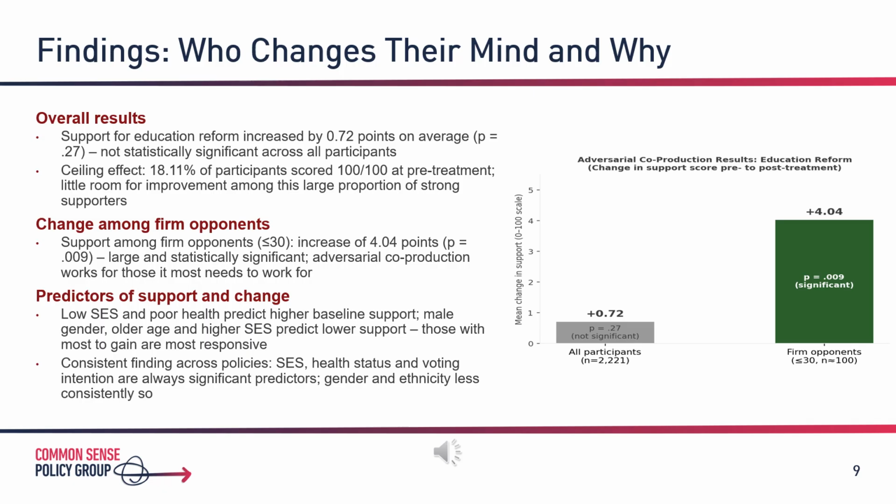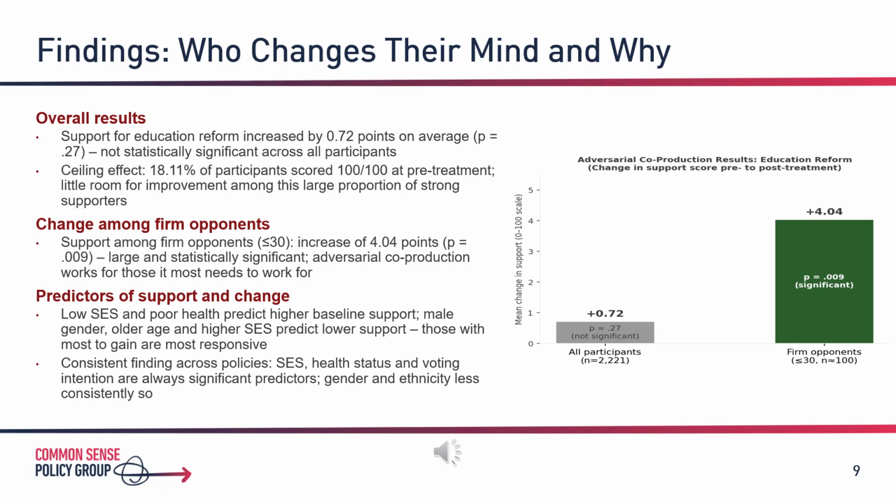This is not a methodological problem. It is the correct analytical choice for measuring population-level effects. But it means the overall average understates the effect among those where it matters. The finding among firm opponents, an increase of 4.04 points, with p equals 0.0092, is the key result. These are people who began with support scores of 30 or below.